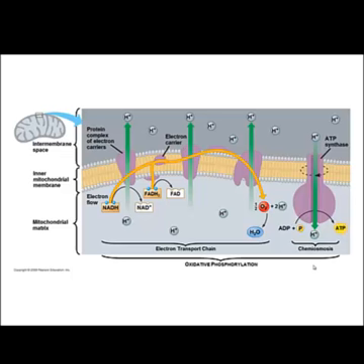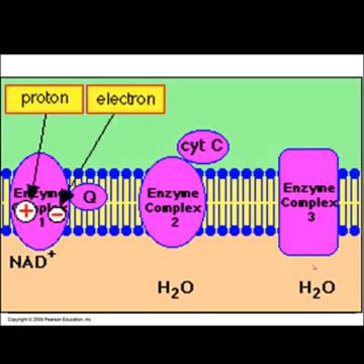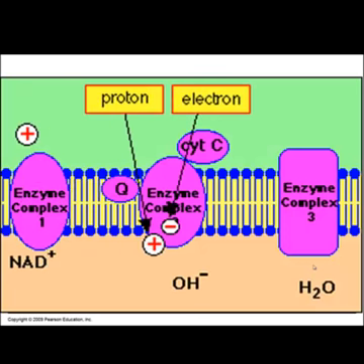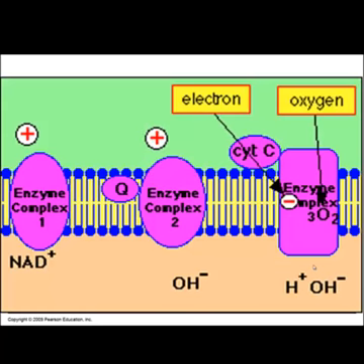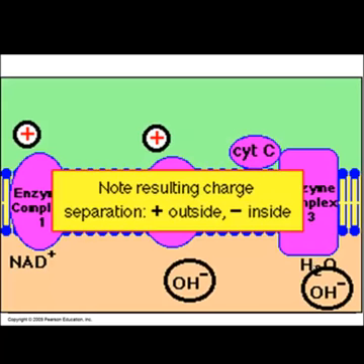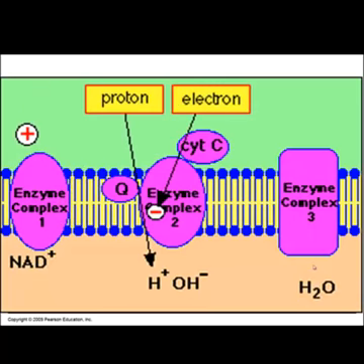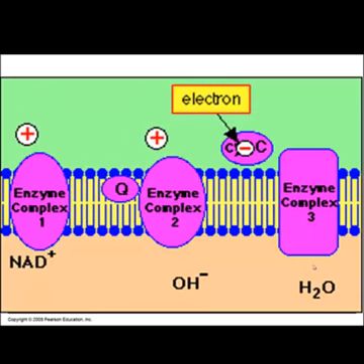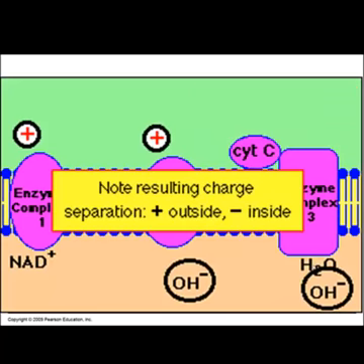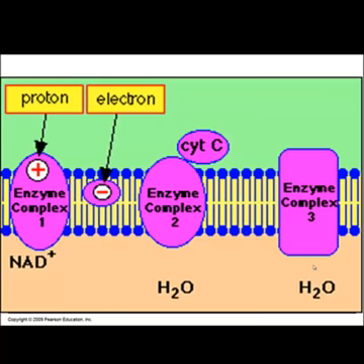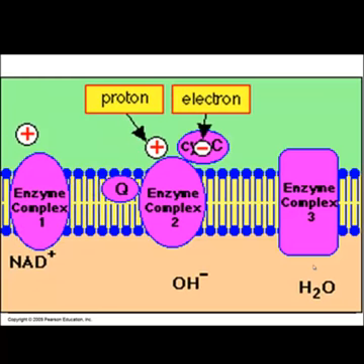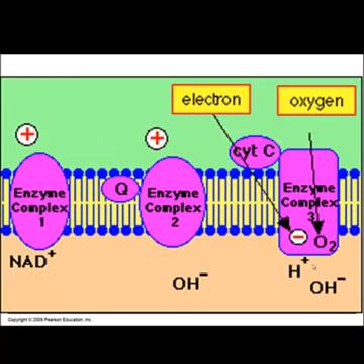If we use the animation here, we can see that the electrons, the negatives, get moved from one transporter to the next, and the protons, the positive parts, get put into the inner membrane space. Essentially, the positive and the negative part of the hydrogen is being separated in this process.